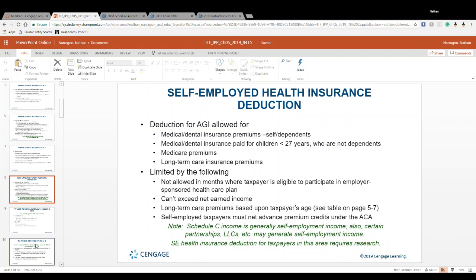With this, they're also limited by certain of the following. They're not allowed in months where the taxpayer is eligible to participate in an employer-sponsored healthcare plan. So if they're working at a job site and they're able to participate in the employer's healthcare plan, we cannot take self-employment health insurance. So really, this is somebody that's actually self-employed. Also it can't exceed net earned income. That's one of the other limits that they put on us. And long-term care premiums are based upon the taxpayer's age.